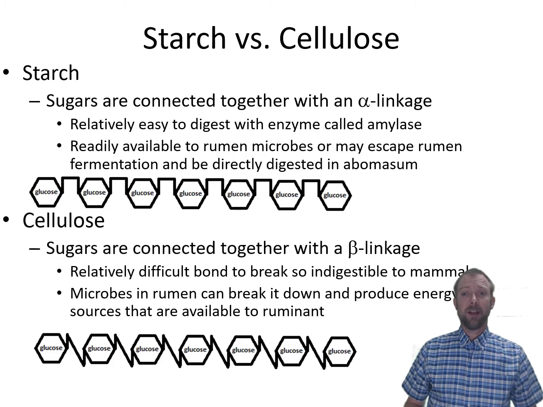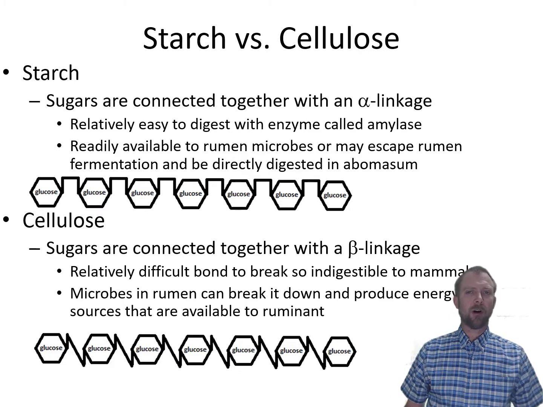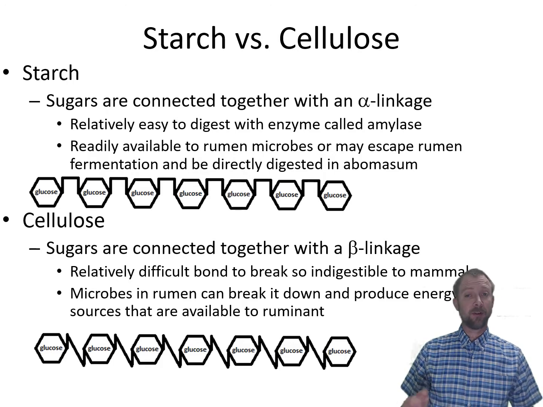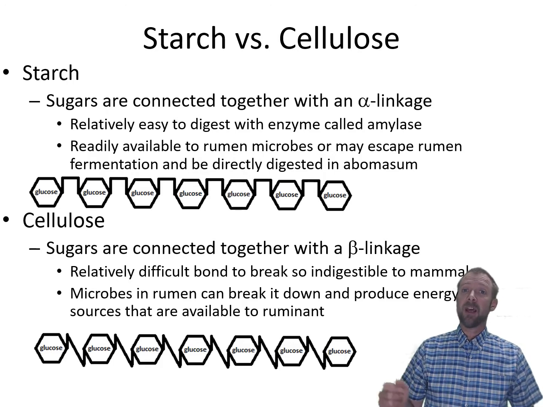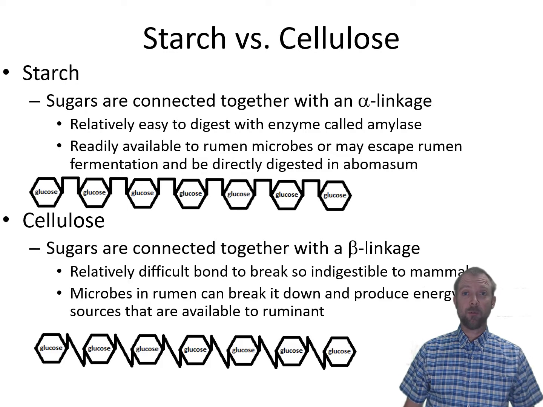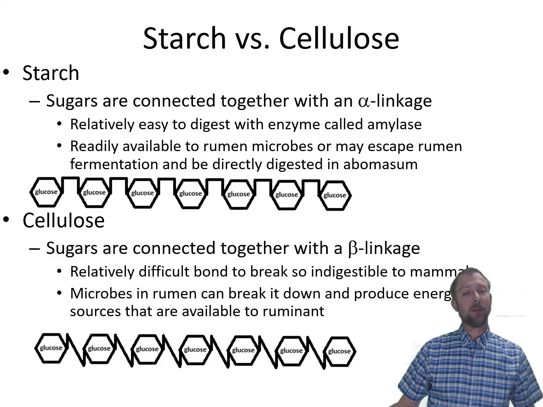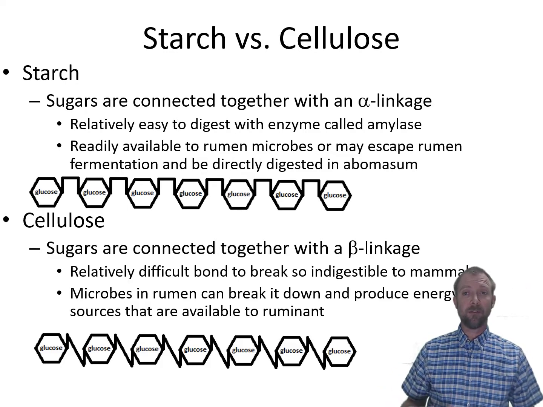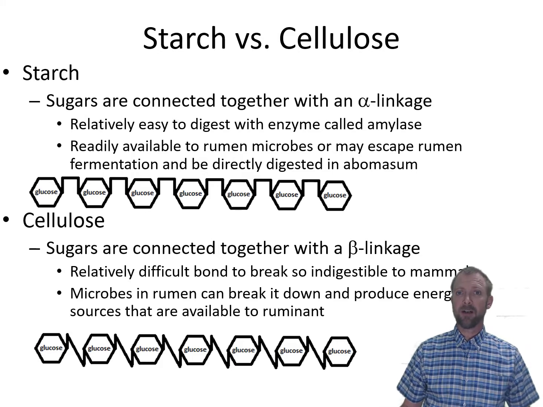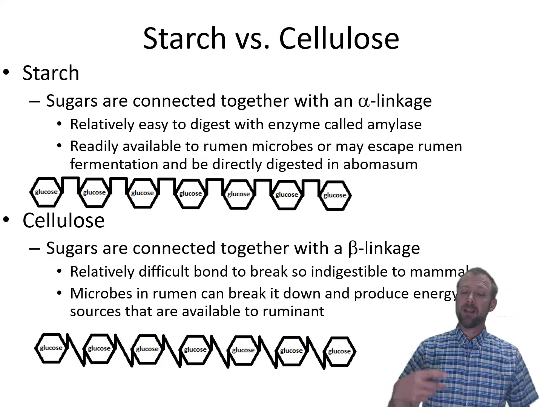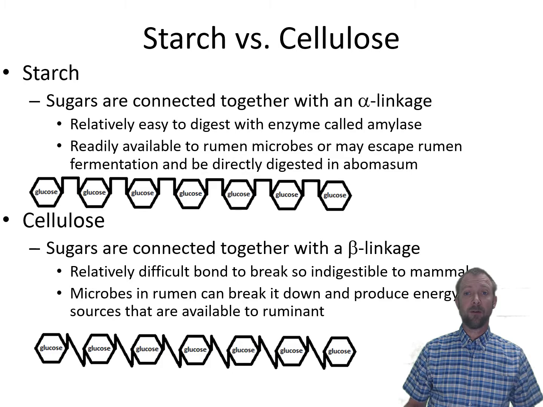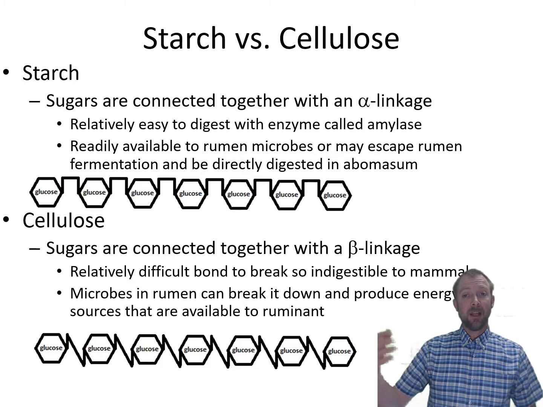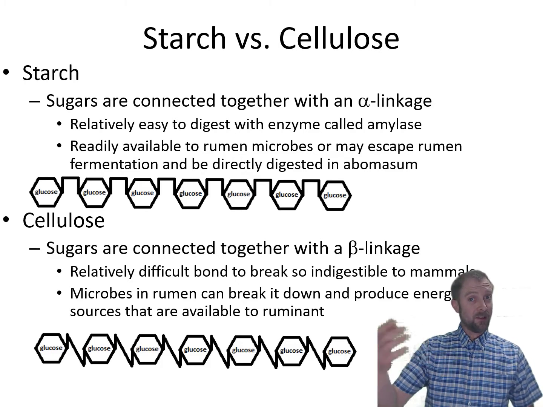Cellulose, on the other hand, is what's called a beta linkage, a much stronger bond, much more difficult to break, and it takes a very particular enzyme in order to do that. In actual fact, ruminants do not have this enzyme. It's the bacteria or some of the microbes that live in the rumen, the fibrolytic bacteria or the cellulolytic bacteria in the rumen, that have the ability to break that down. So the bacteria will break that down, and then they can use that as their energy source.